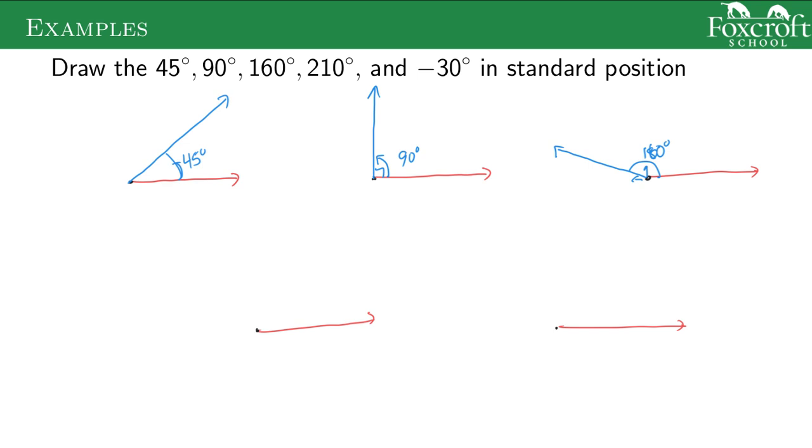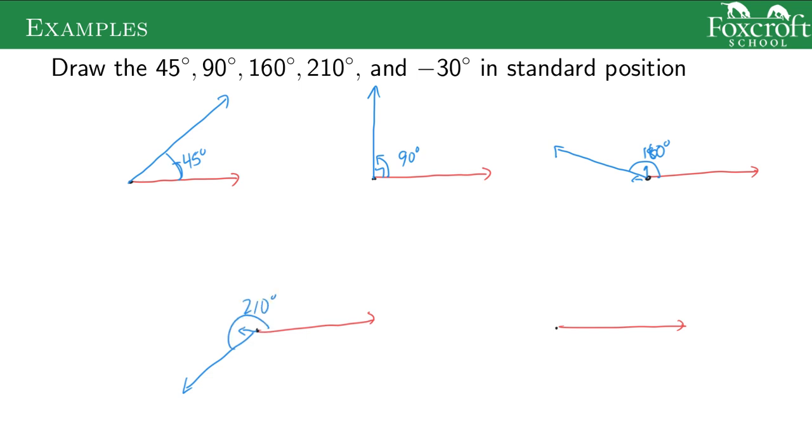Same thing with 210. We're not going to know exactly where 210 is. You could use a protractor, but the important thing is we know going in a straight line is 180 degrees. 210 is a little bit more than 180, so it'll probably look something like that. That's 210 degrees.